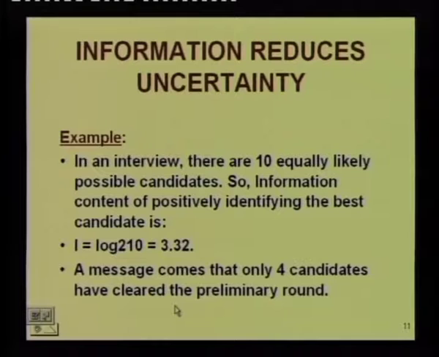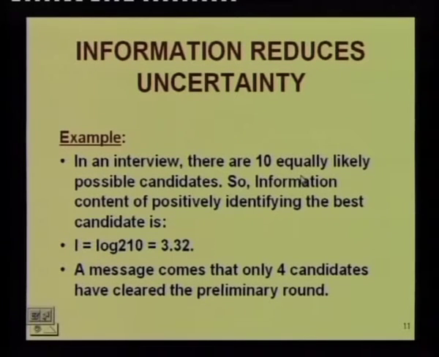This information, that the location is to be in the southern region only, may be a ministry directive, and that immediately gives us information. This message has information content simply because it reduces the number of alternatives. In fact, this has been put in a mathematical form as well, so let us see what kind of mathematical form it uses. Let us say in an interview there are 10 equally likely possible candidates. The information content of positively identifying the best candidate is log2 10, which is 3.32. Now, this log2 I is a measure of information content whenever we are having equally likely candidates, all right.